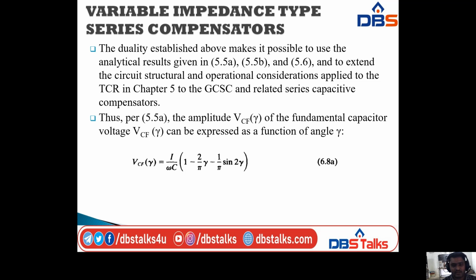Thus, from figure A, the amplitude of the fundamental capacitor voltage, VCF of gamma, can be expressed as a function of the angle gamma: VCF of gamma is equal to 1 by omega C times (1 minus 2 by pi into gamma minus 1 by pi sine 2 gamma). This is equation number 6.8a.